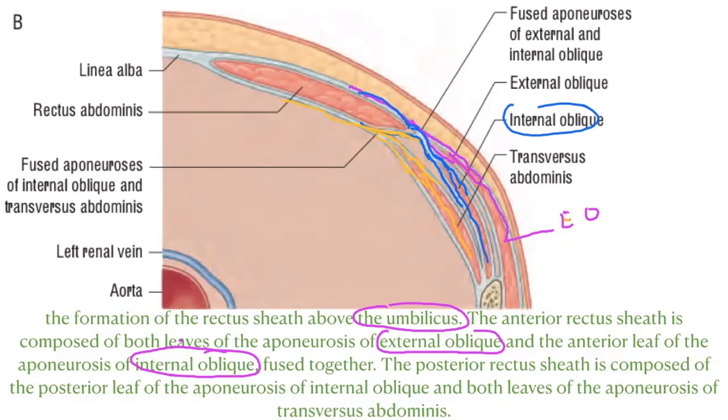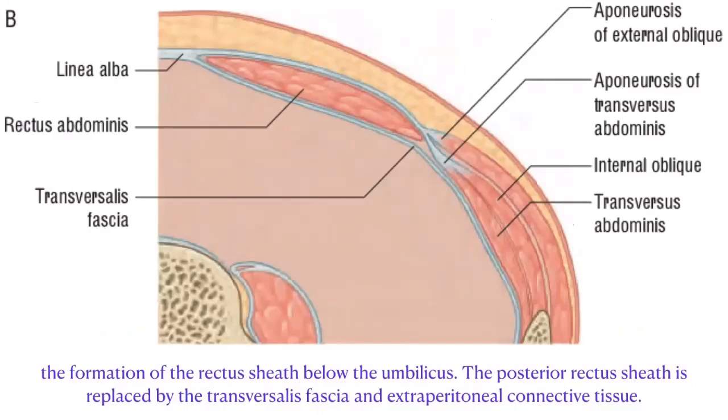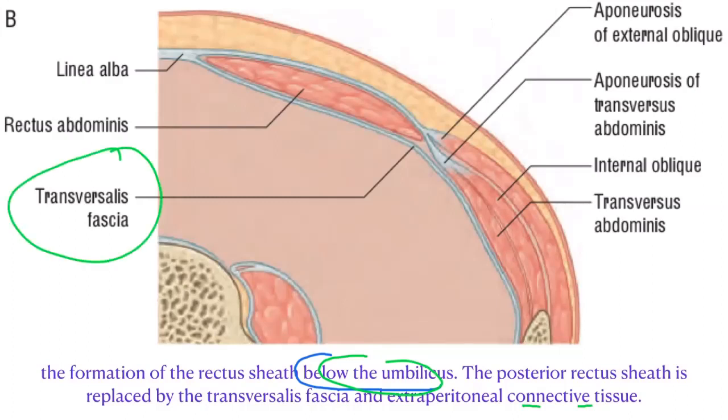The posterior rectus sheath is composed of posterior leaf of aponeurosis of internal oblique. That is one blue line coming, right? Posterior leaf, one blue line coming. And both leaves of aponeurosis of transverse abdominis. That means both yellow lines, right? That is above umbilicus, and this is below umbilicus, right? Below umbilicus, the posterior rectus sheath is replaced by transversalis fascia and extraperitoneal connective tissue. You see, this is the transversalis fascia.